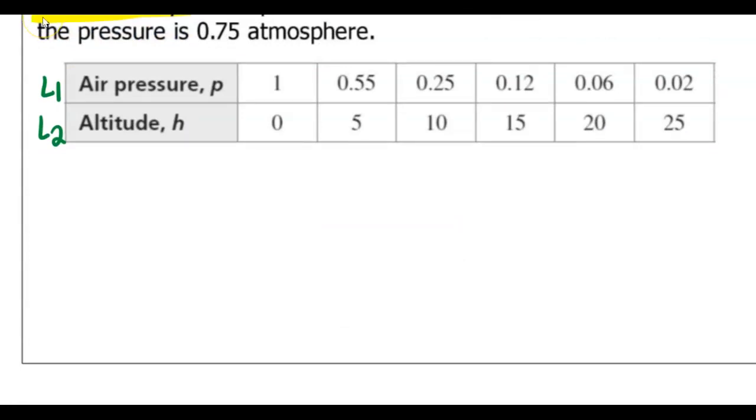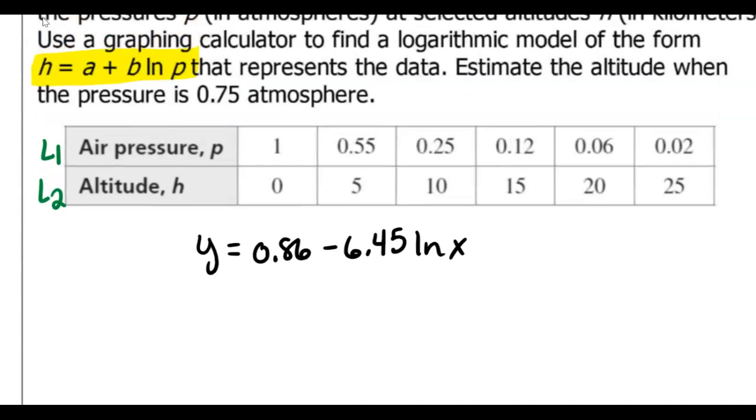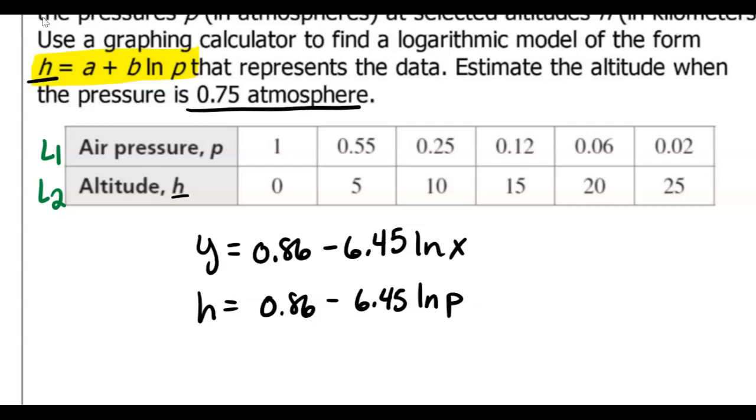So what we have here is Y equals 0.86. It was negative, so I'm going to put minus. The B value was 6.45, natural log of X. But keep in mind that they specifically said they want it to be H equals, because instead of Y it's H, and instead of X they had P. So if we were doing this online on our homework, we would have to make sure we change those variables. Now they say to estimate when the atmospheric pressure is 0.75, and so that's the P.